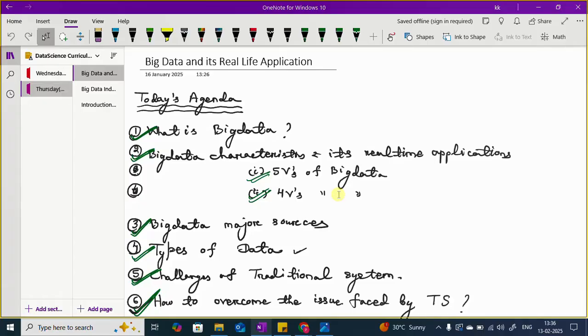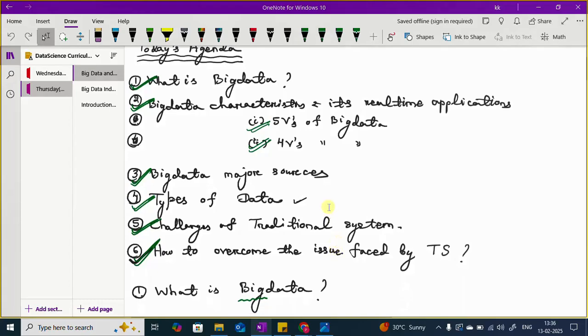Then we have also seen the big data major sources. Then what are the different types of data, that is structured data, unstructured data, semi-structured data. We have also seen challenges of traditional databases or systems, and how to overcome the issues that we are facing in the traditional system. Then as part of the solution, scientists have given a beautiful ecosystem called Hadoop to deal with big data.